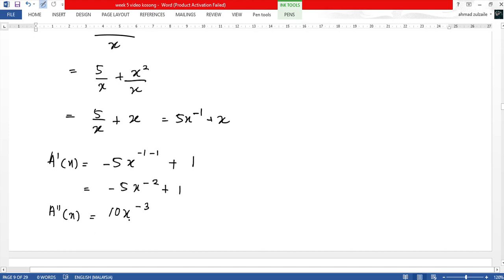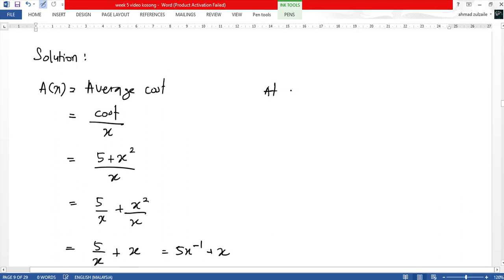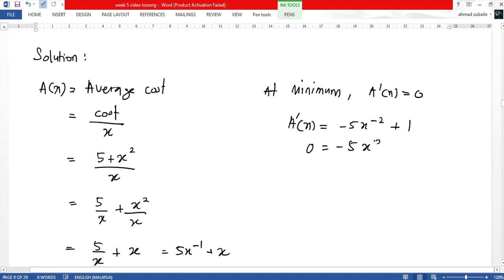Okay, but still we have a variable of x, so we KIV first for the second derivative, because we still have to find or to identify the x value. Okay, so kita kata sini at minimum A prime x equal to 0. Alright, so tadi kita dapat A prime x equal to negative 5x power negative 2 plus 1. So 0 equal to negative 5x negative 2 plus 1. So therefore you akan dapat kat sini ialah 5x negative 2 equal to 1, x negative 2 equal to 1 over 5.